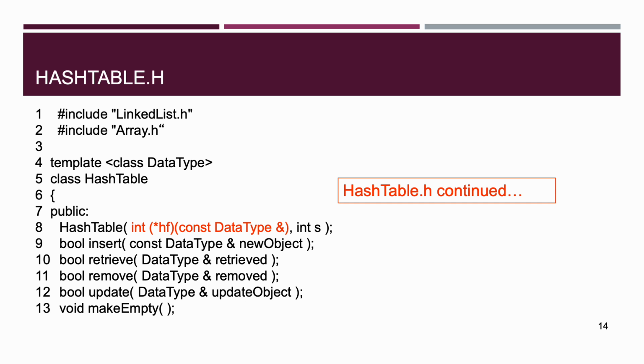The first, hf, is a function pointer to the hash function, allowing clients to pass in their own hashing logic. Then the second is integer s. So these are the two parameters. Integer s is the size of the hash table. Next we have a set of core functions for managing the hash table. We have bool insert, bool retrieve, remove, update, and make empty.